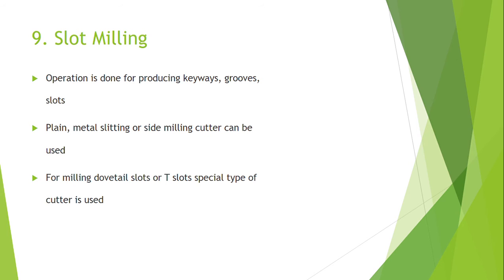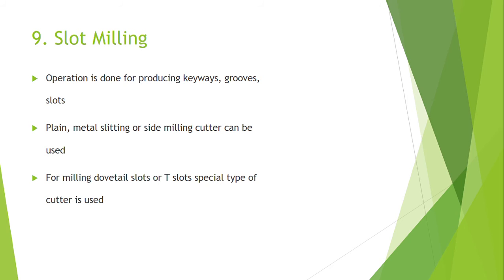The next is slot milling. The operation of producing keyways, grooves, and slots of varying shapes and sizes is called slot milling operation. Slot milling can use any type of milling cutter, like a plain milling cutter, metal slitting saw, or side milling cutter. The selection of cutter depends upon the type and size of the slot or groove to be produced. Right placement of the milling cutter is important in this operation, so that the axis of the cutter is at the middle of the geometry of the slot or groove to be produced, so that we can get the desired shape.